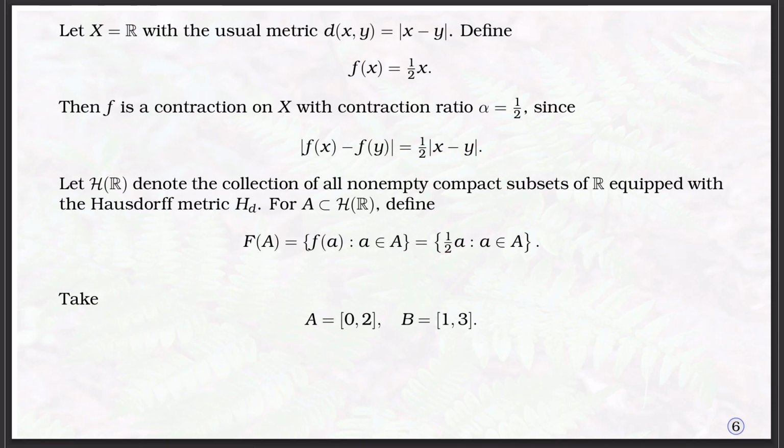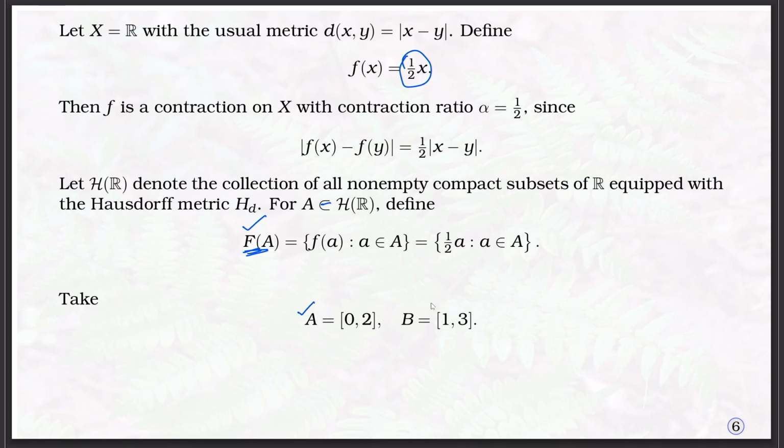Now, let us take A particularly as [0, 2] and B as [1, 3]. If you are taking any element A belongs to H of R, this is the definition of f. We are defining f of A as this with respect to this contraction. Now, we need to show that this function is a contraction. For that we are illustrating with an example. We already proved that this forms a contraction.